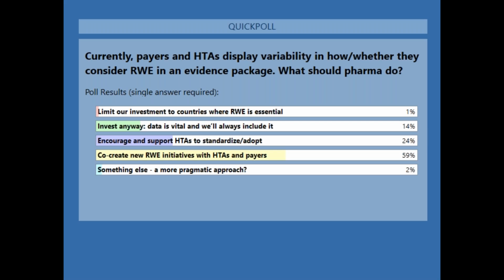Yeah, so I'm happy to see the results. I think co-creation is always ideal when it's possible. And I don't think it's lost on this audience that there's a fair amount of variability as to when and how RWE is used as a part of the decision-making process. And the question is, how often is it being used at all?